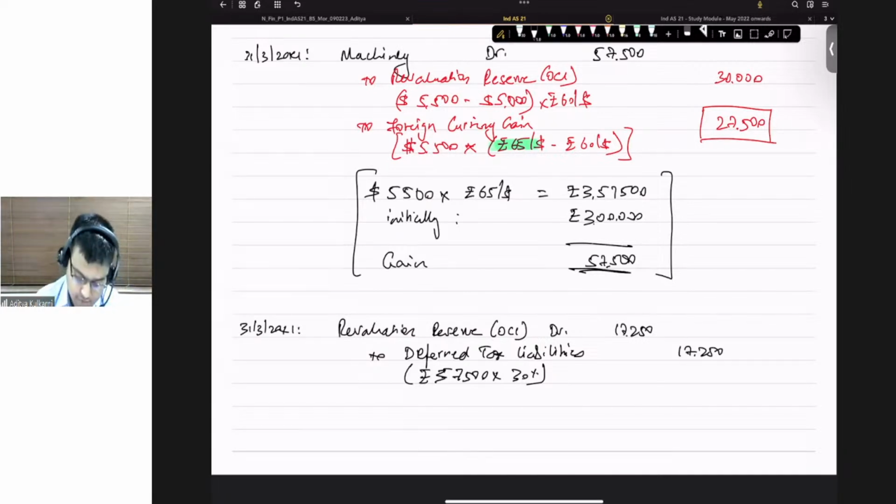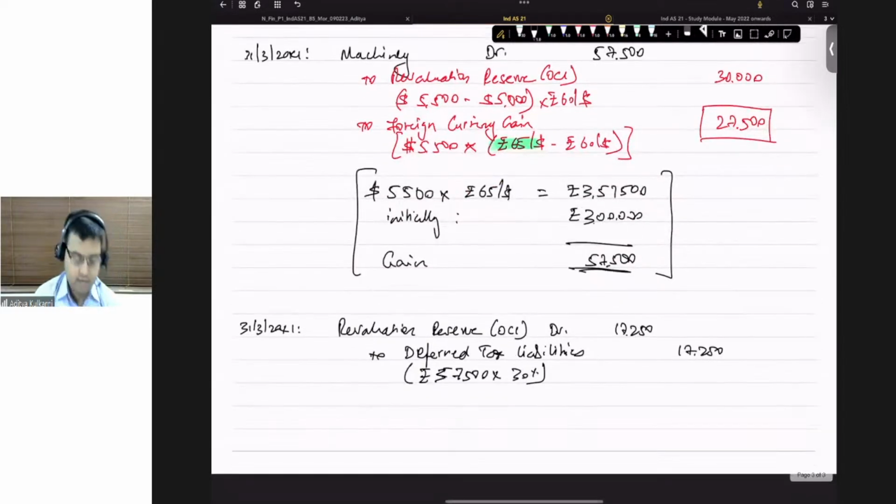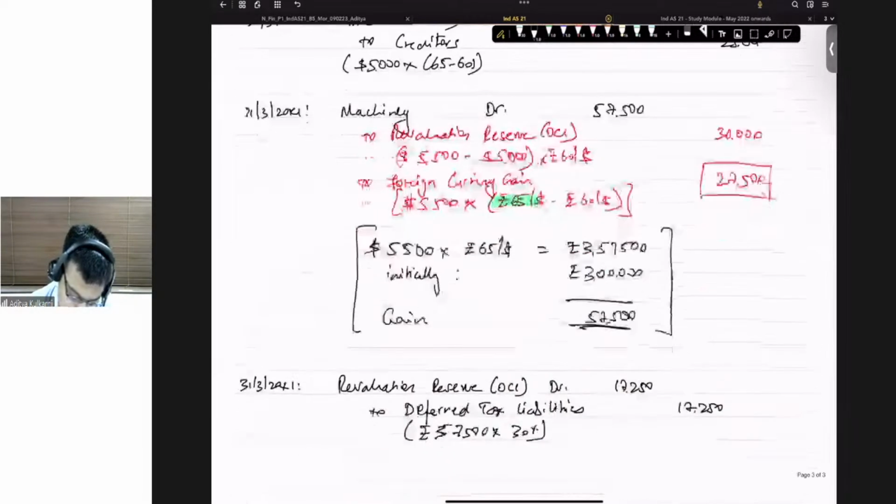Have you noted down all the entries? Okay, done. All right. Now what it is saying, the payment is happening. When is the payment happening? 31st March 20X2. So first we will do the payment. Up to 31st March X1, everything is done. So on 31st March X2 we will do the payment.